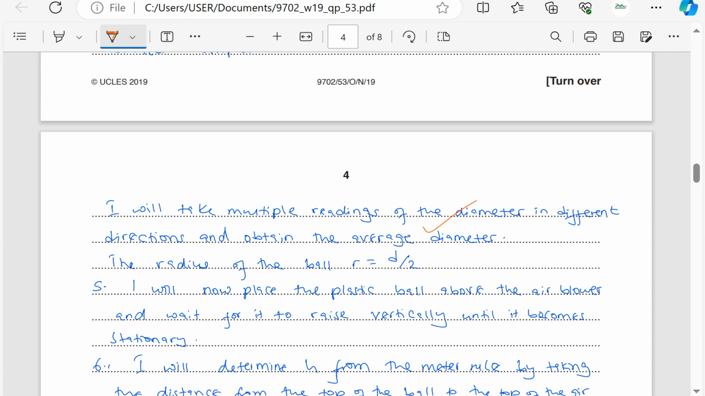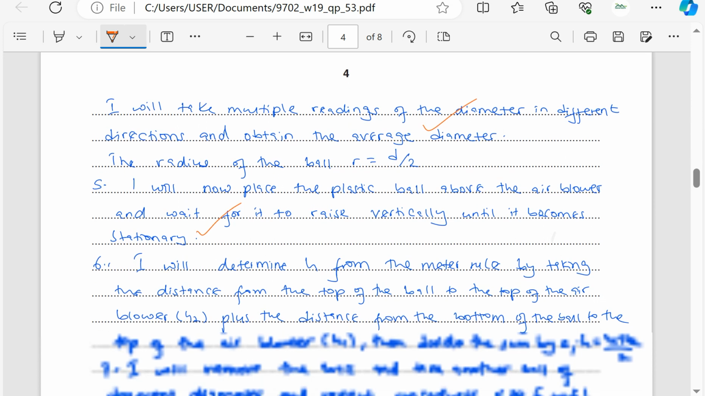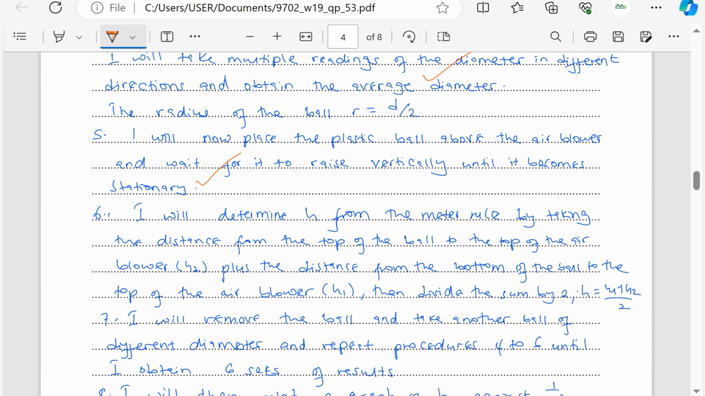I will now place the plastic ball above the air blower and wait for it to rise vertically until it becomes stationary. That is another mark. You must wait for it to become stationary before you measure H. I will determine H from the meter rule by taking the distance from the top of the ball to the top of the air blower plus the distance from the bottom of the ball to the top of the air blower, then divide the sum by 2. So I have shown you how best to measure H.